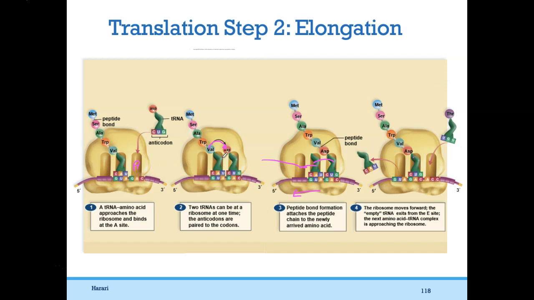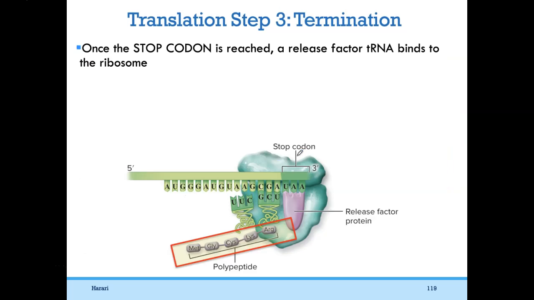So one by one, a tRNA carrying an amino acid will come to the A site. A peptide bond will be formed, right, at the P site. And then the tRNA that doesn't have an amino acid on it anymore will then exit from the E site. This will continue happening until a stop codon is reached. So that could be UAA, UGA, or UAG.